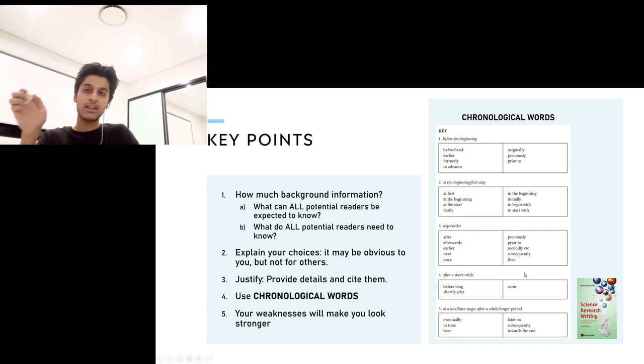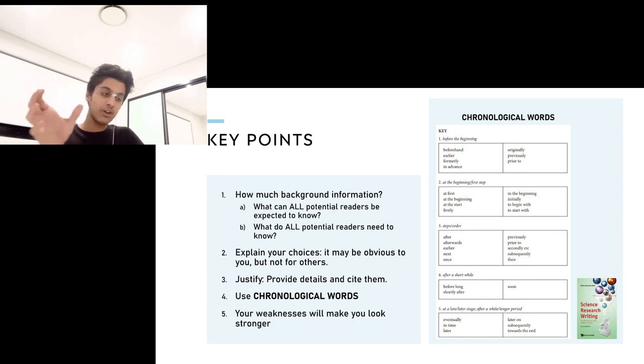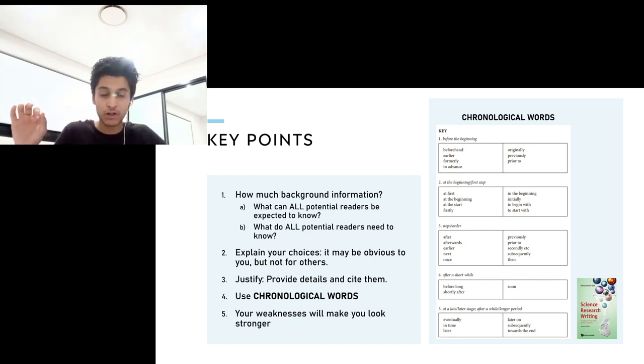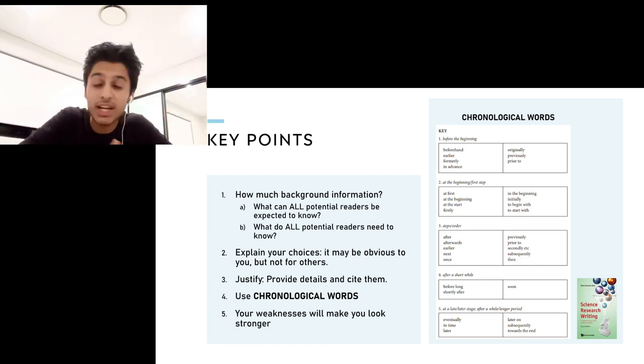Okay, now when you talk about your method, you have to include background information, because you don't know how much your reader knows about your topic. So there's two things I want you to consider when you're talking about your method. Let's say it's a very basic paper and you're talking about radiation, and you say this many hertz of radiation, blah blah blah, but the target audience this paper is targeted towards doesn't even know what radiation means.